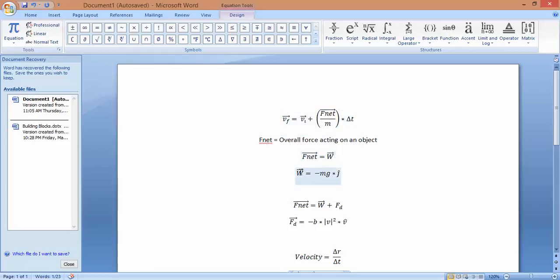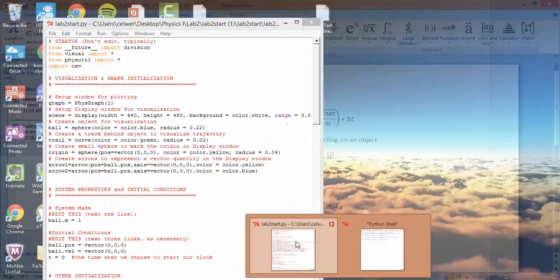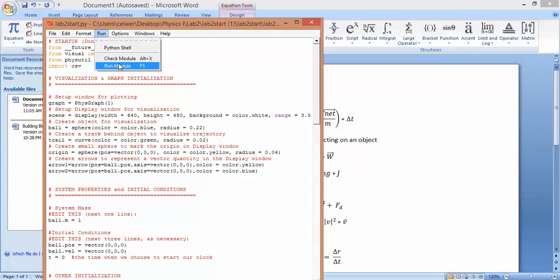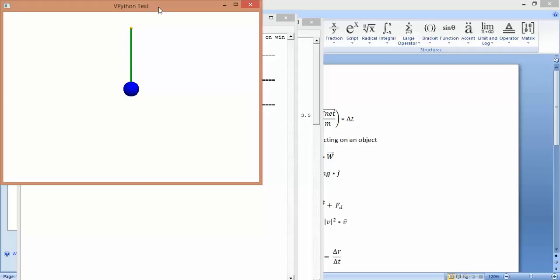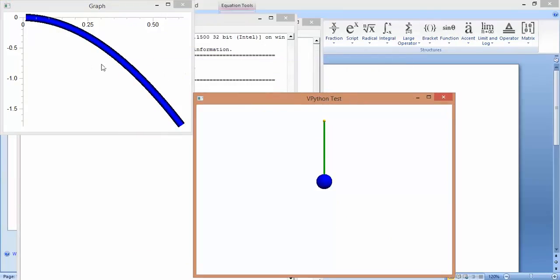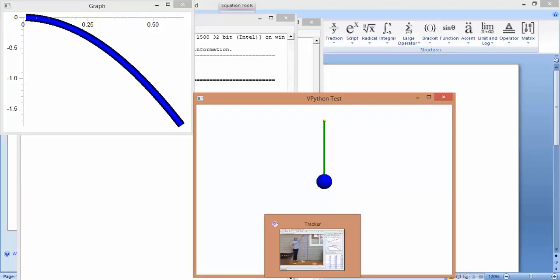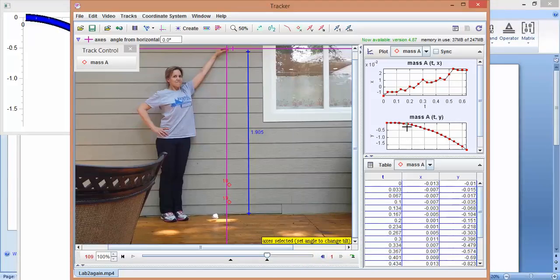The weight force equals negative mass times gravity times j hat, which gives direction to the vector in the y direction. After plugging this in for our net force in the module, as you can see when you run the module, the ball's movement is very similar here, and this graph is a parabola. The ball drops just like that, and it looks very similar to this graph right here.